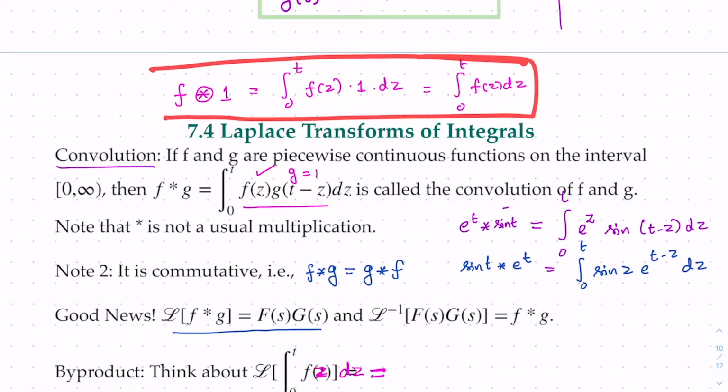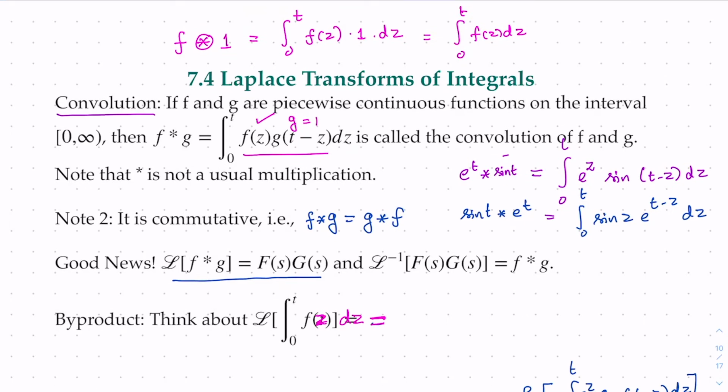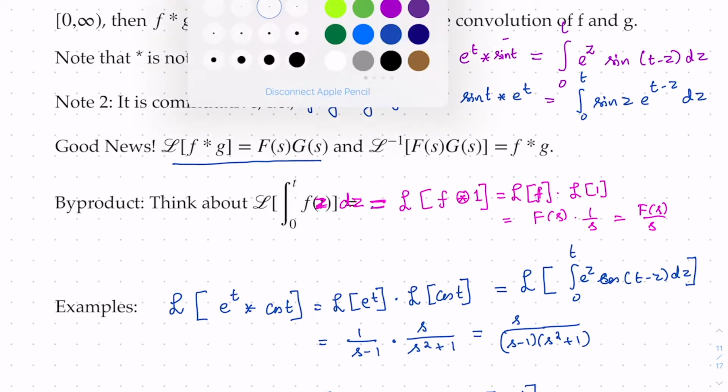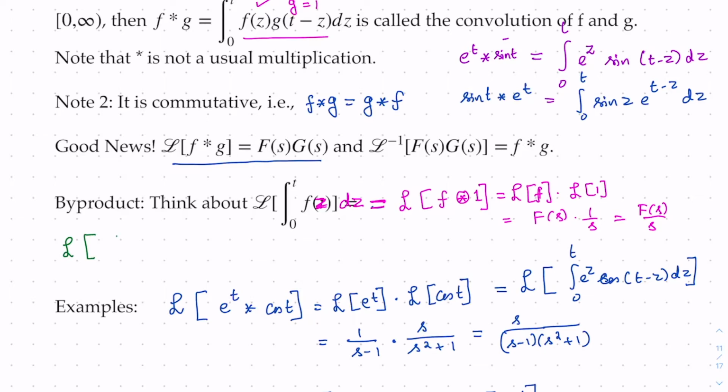If I use this particular one, then you would see that this is the Laplace of f convoluted with 1, which is Laplace of f times the Laplace of 1, which is, by the way, capital F of s is the symbol, and this one is 1 over s. And so therefore what I have is F of s over s. So if I simplify, what I'm trying to say is the following: the Laplace of the integral of a function is simply F of s over s. I'll tell you an easier way to remember.